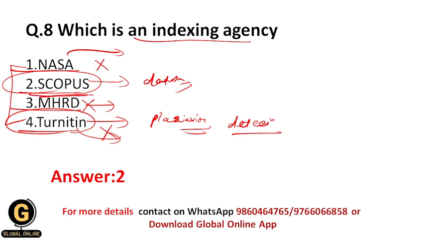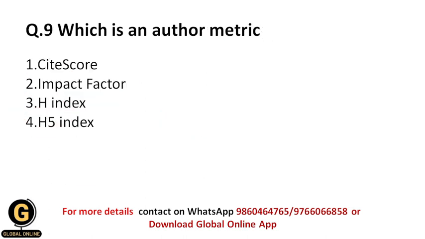So you should remember that Scopus is an indexing agency which is going to provide you a database for interdisciplinary abstracts and citations, okay. Now next is, which is an author metric. Now over here they have given you certain metrics for journal and author. So we are going to identify from these options which is an author metric. Author metric means from this metric you can understand the credibility of an author, not of a journal.